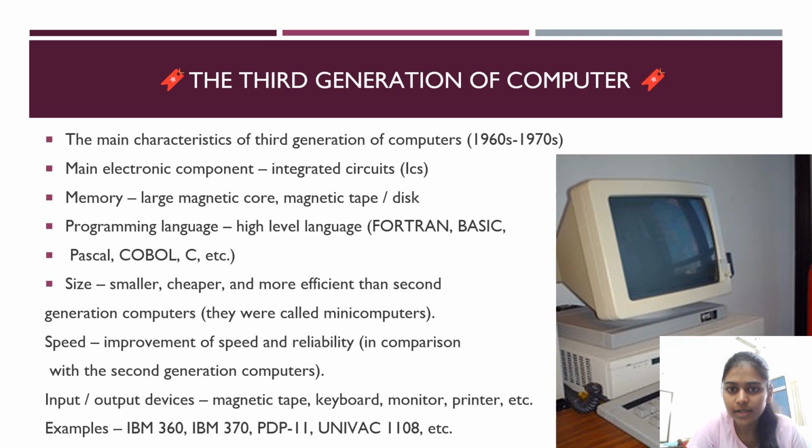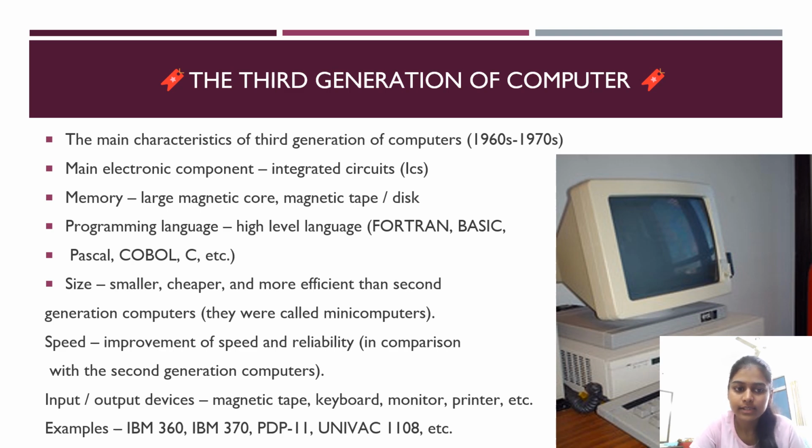Now, the third generation of computer. In that, the main characteristics of third generation of computers, 1960s to 1970. Integrated circuits used as main electronic component in third generation of computer. Large magnetic core and magnetic tape or magnetic disk used as memory. Programming languages: high level language, for example Fortran, Basic, Pascal, COBOL and C, etc.